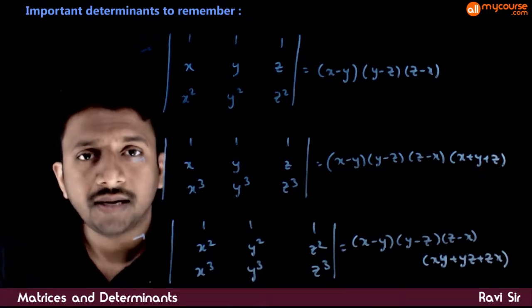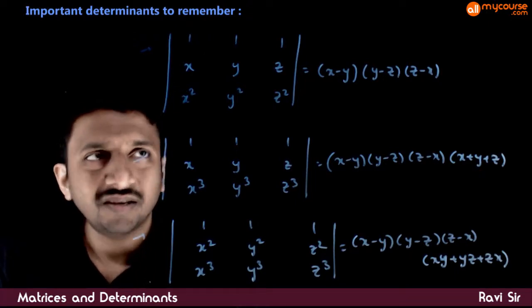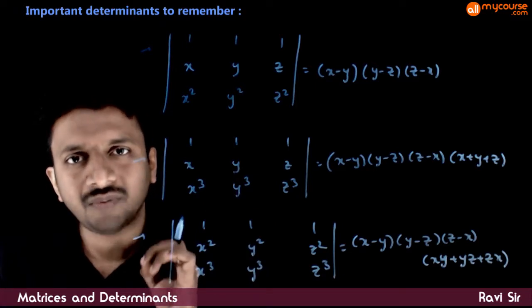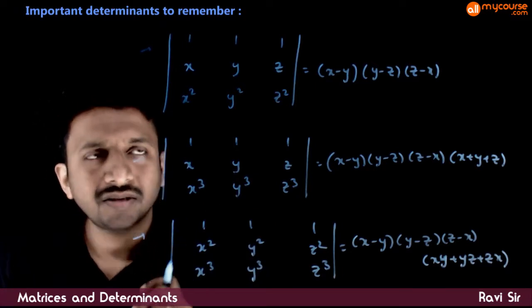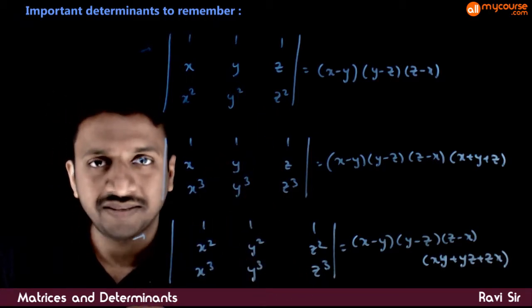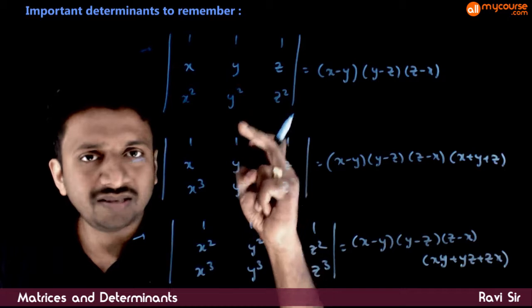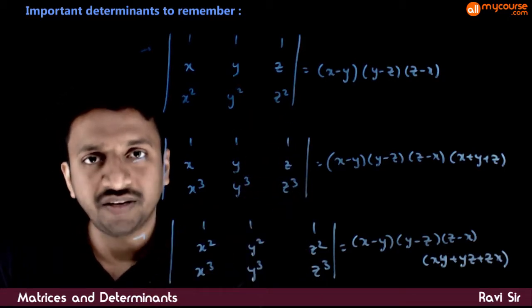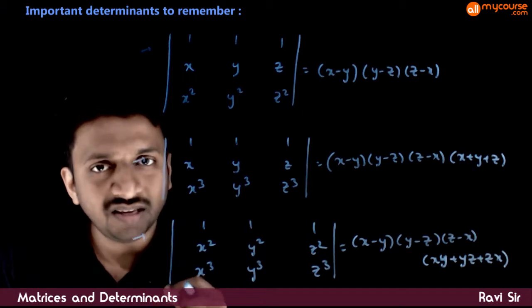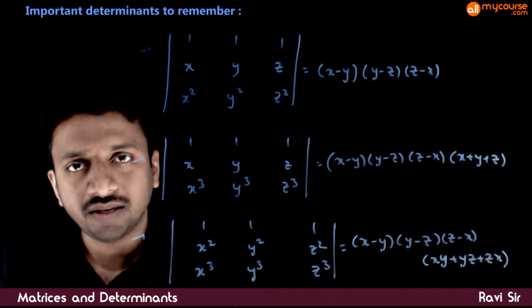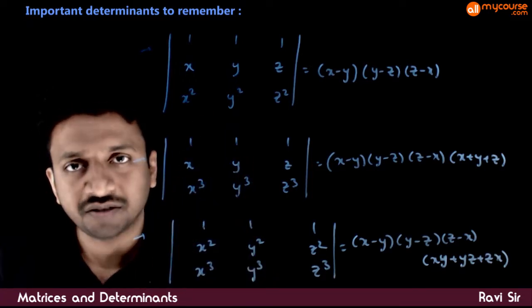So once you understand the properties of determinants, there are some important determinants which you need to remember, because these will be asked very often in competitive examinations. So these determinants are very often asked in competitive examinations. It will be easy for you to solve those problems if you directly remember the formulas for their determinants.